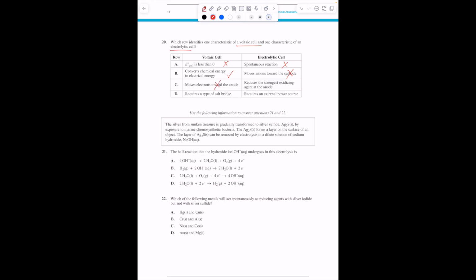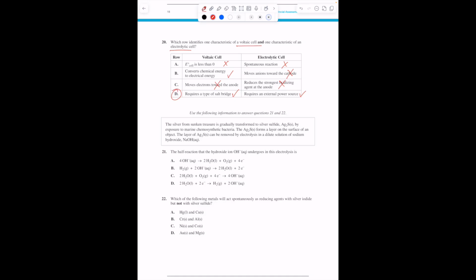Reduces the strongest oxidizing agent at the anode. Gain of electrons, reduction, cathode. Loss of electrons, oxidation, anode. That one's false. Whew, that's bad. Requires a type of salt bridge? Yes. Requires an external power source? Yes. Electrolytic cells require a power supply. All right. D.